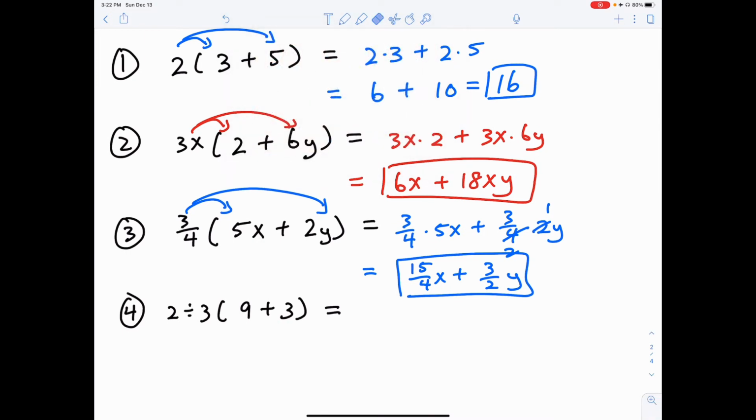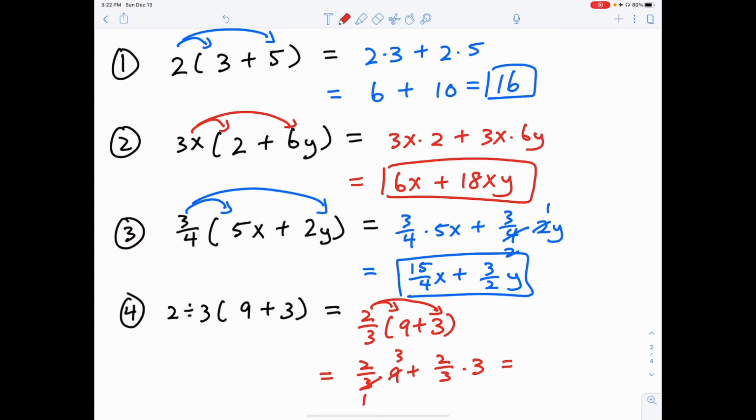The last one here, this is 2 divided by 3, or you can rewrite it as 2/3. Again, division doesn't separate terms, only plus and minus separate terms. So this one you can just keep it as 2/3. You can rewrite it as 2/3 of 9 plus 3. Same thing, we can rewrite it like so, by multiplying into both terms. Get 2/3 times 9 plus 2/3 times 3. This can be simplified to be 1 and 3, so 2 times 3 gives us 6. That'll simplify to 1 and 1, so that'll be plus 2 equaling to 8.